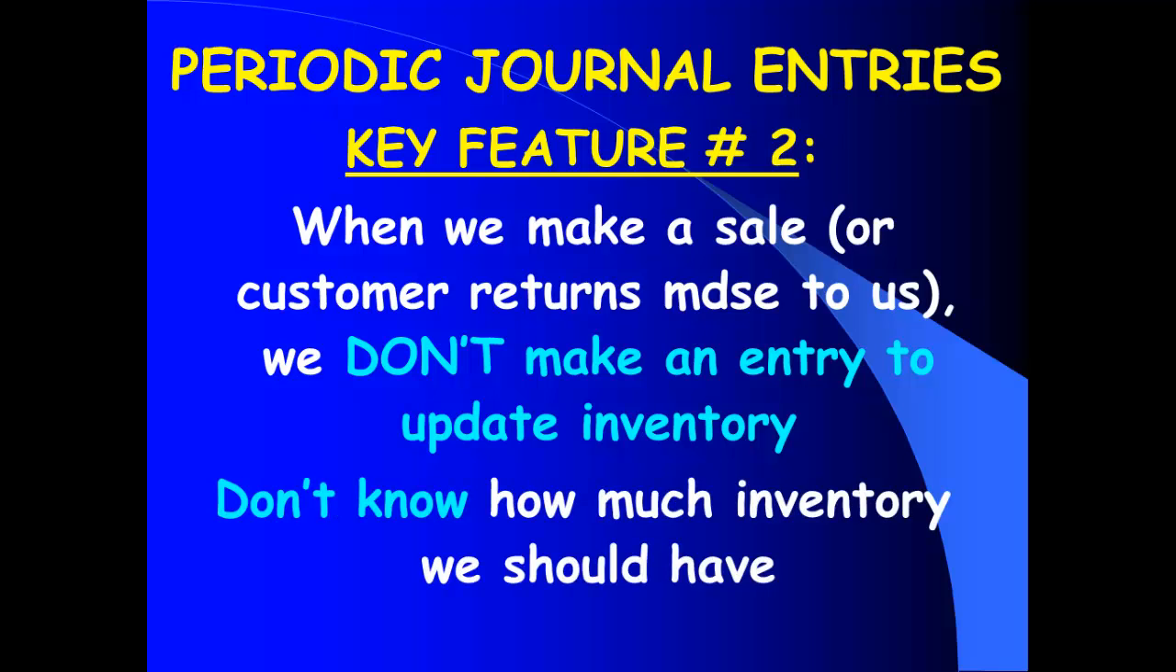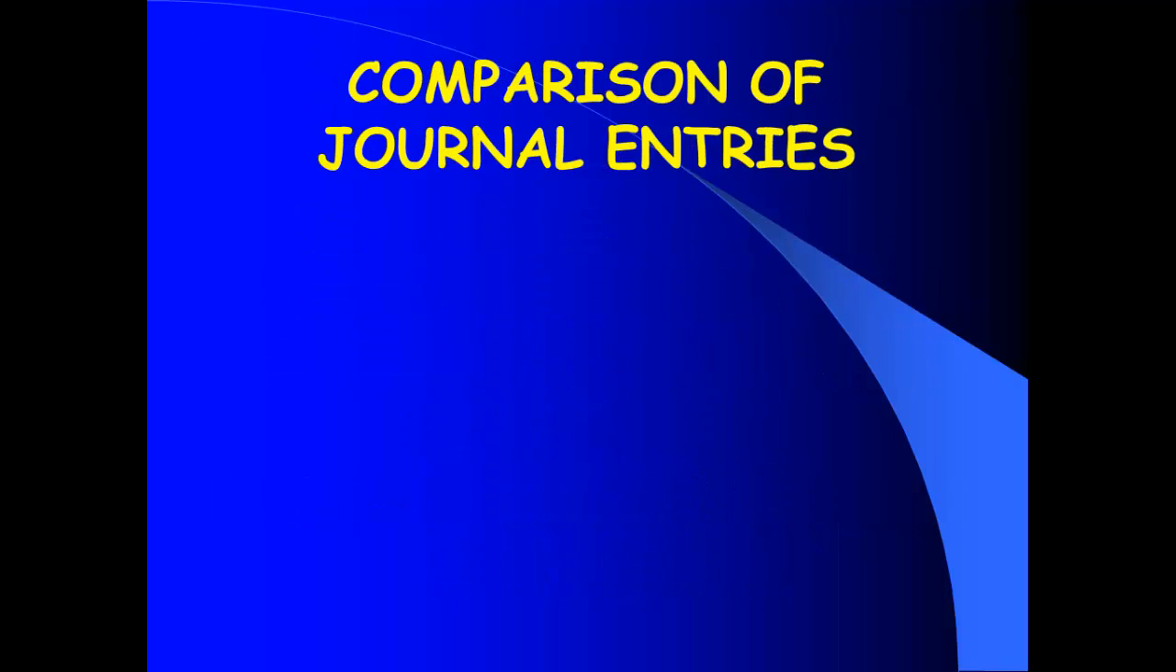As a result, we never know how much inventory we should have on hand. Remember, with a perpetual system, we always could tell how much inventory we should have on hand. That didn't guarantee that we actually would have that much, but we knew how much we should have. Periodic system, we have no idea at any point in time how much inventory we should have on hand.